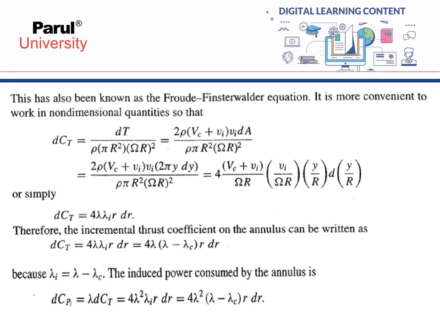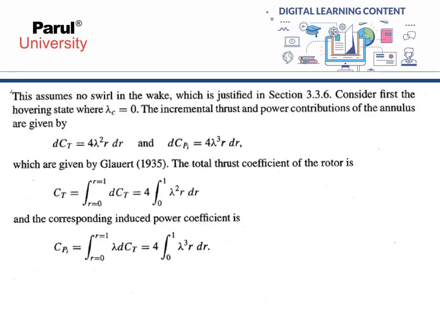Therefore, the incremental thrust coefficient on the annulus can be written as dC_T = 4λ_i r dr = 4λ(λ − λ_c) r dr, because λ_i is equal to λ minus λ_c. The induced power consumed by the annulus is dC_Pi = λ dC_T = 4λ²(λ − λ_c) r dr. This assumes no swirl in the wake, which is justified in section 3.3.6.